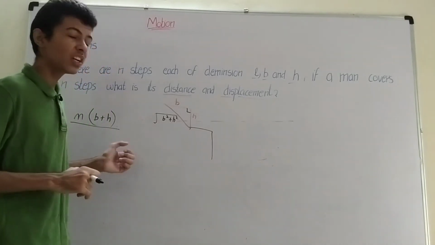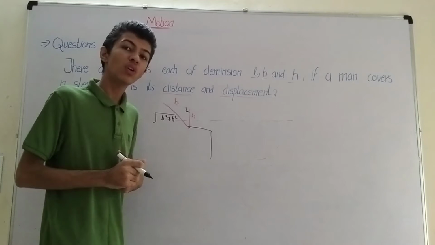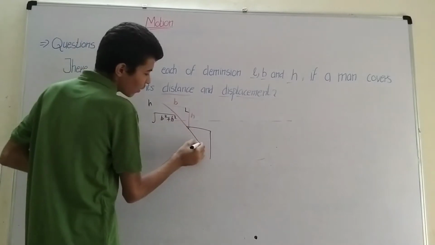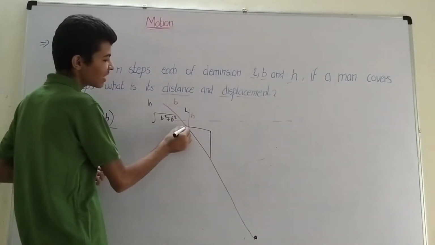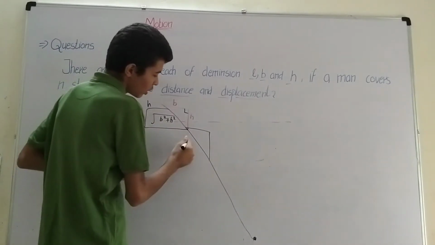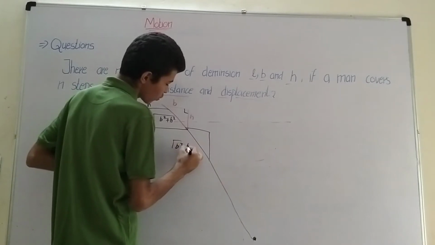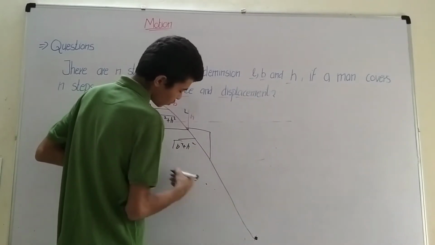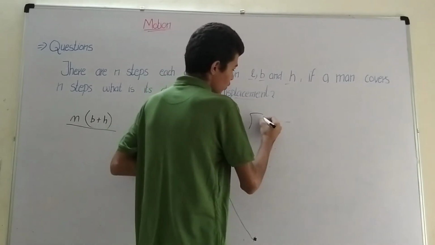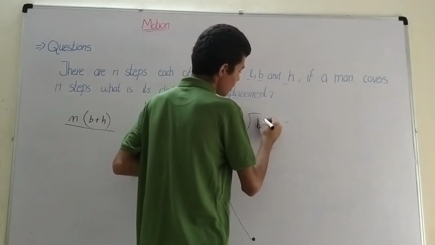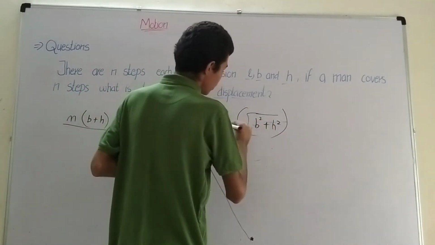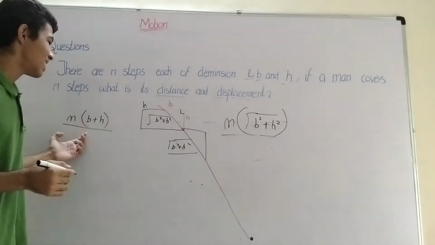So what would be the displacement? We know that the displacement only cares about the shortest path. So if the first step was here and it was the nth step, we have to calculate this line only, and we know that this line is equal to root b square plus h square. So this would also be root b square plus h square and so on. So the displacement would be root of b square plus h square, n times. So this would be its displacement and this is the distance traveled.